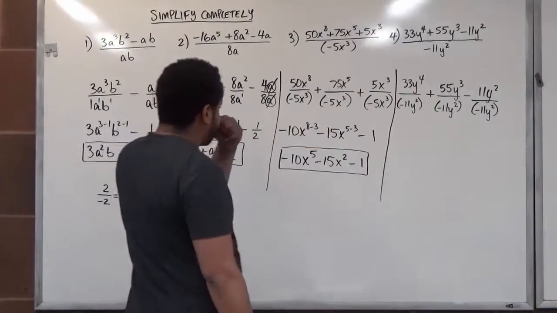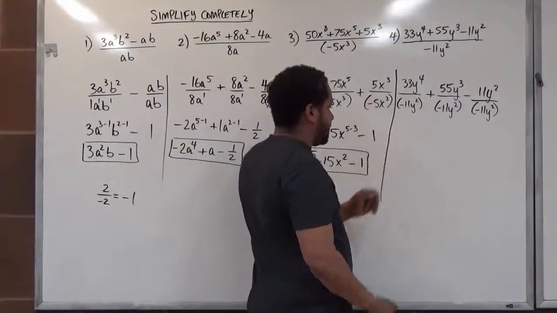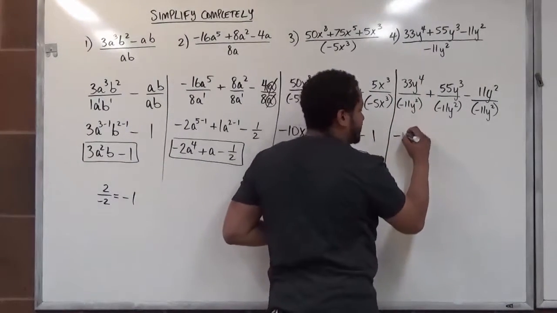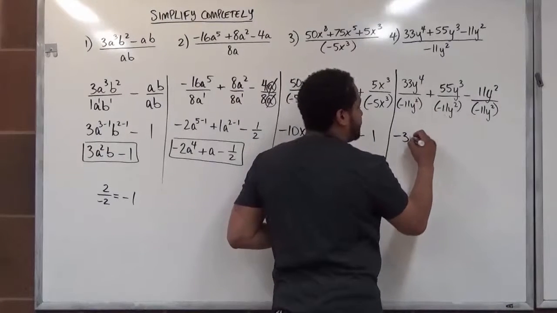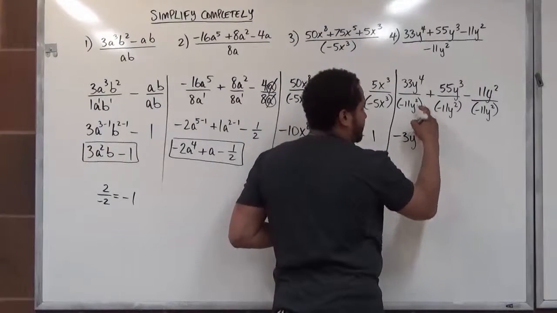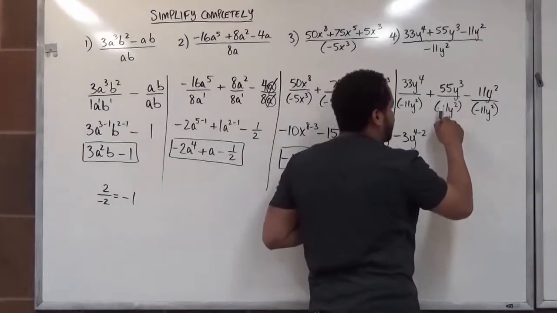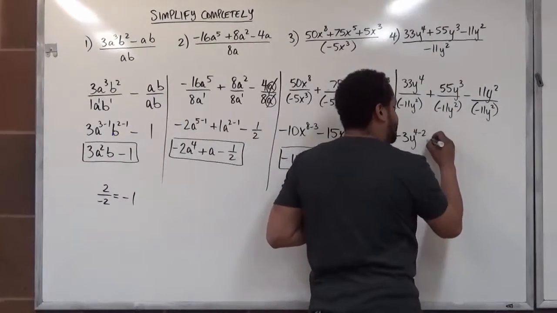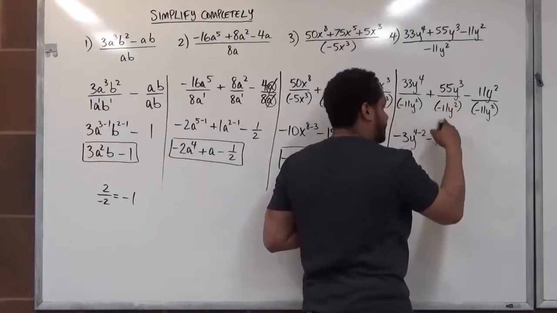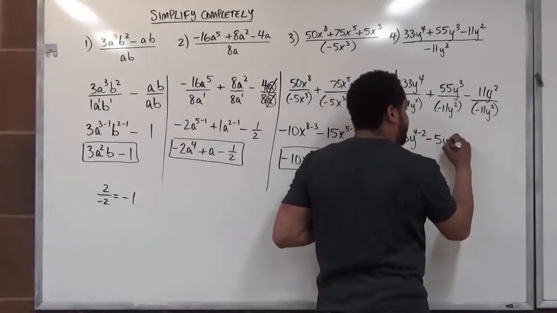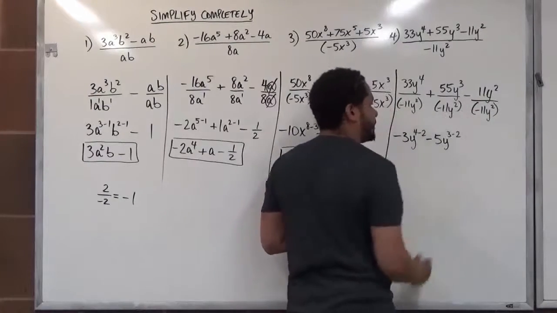All right, now the first case, we have positive divided by a negative gives us a negative. 33 divided by 11 is just simply 3. Y to the 4th, take away the denominator's exponent of 2. The second term, positive 55 divided by negative 11 is negative 5. A positive by negative is negative. 55 divided by 11 is 5. Y to the 3rd power, take away 2 from the denominator.